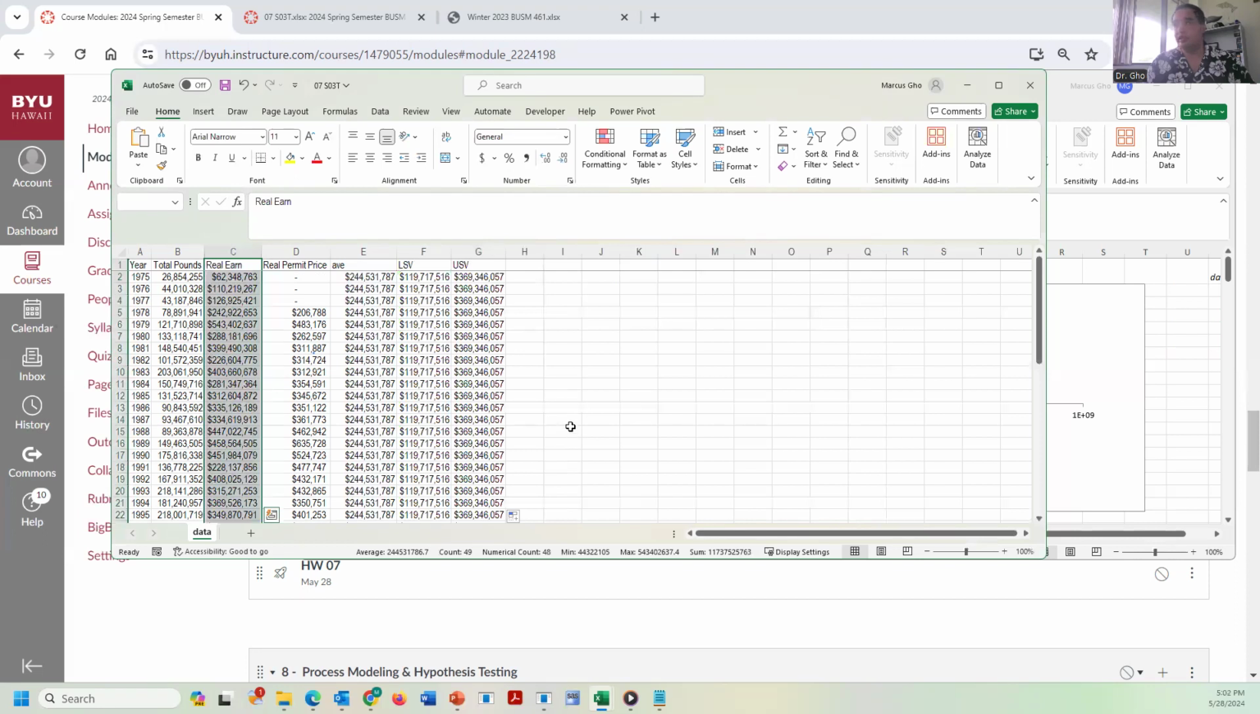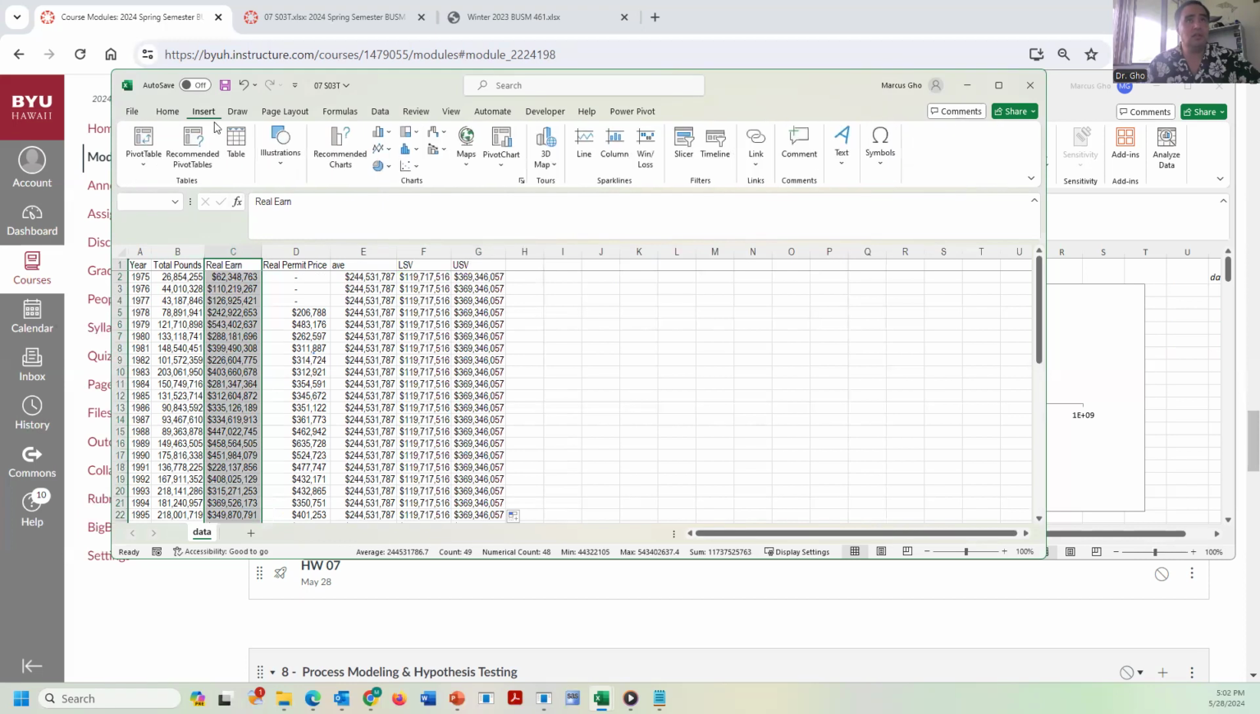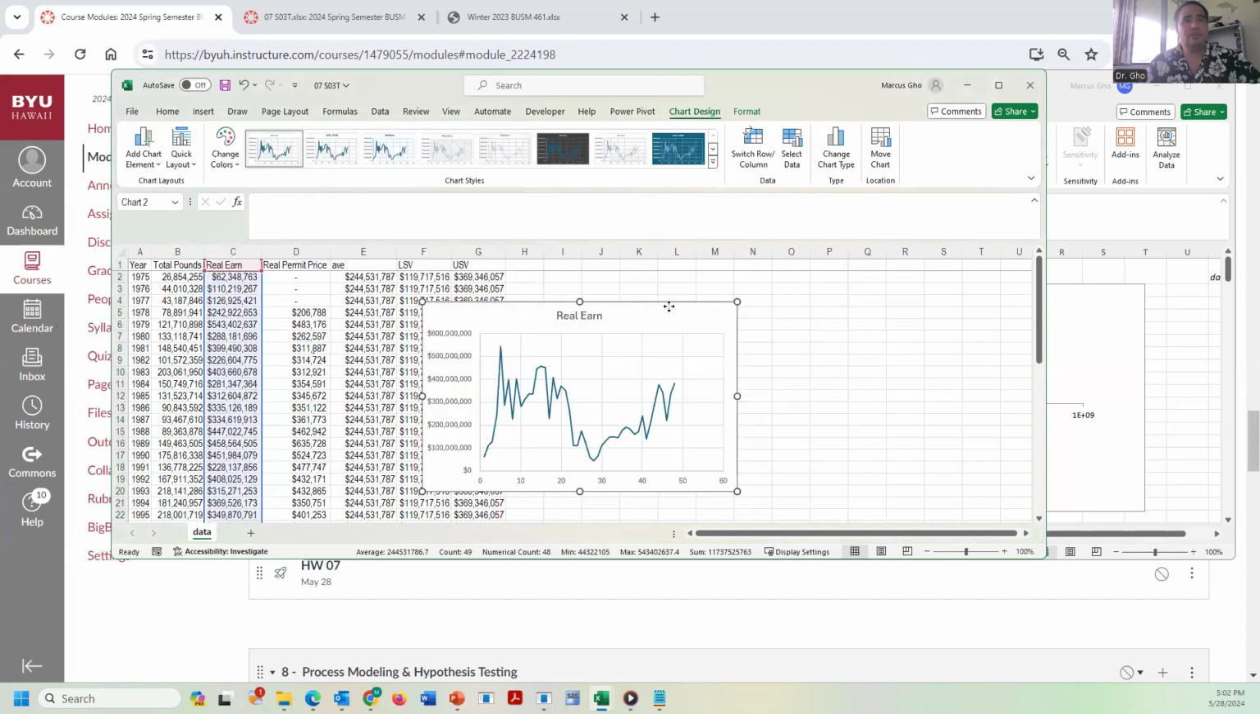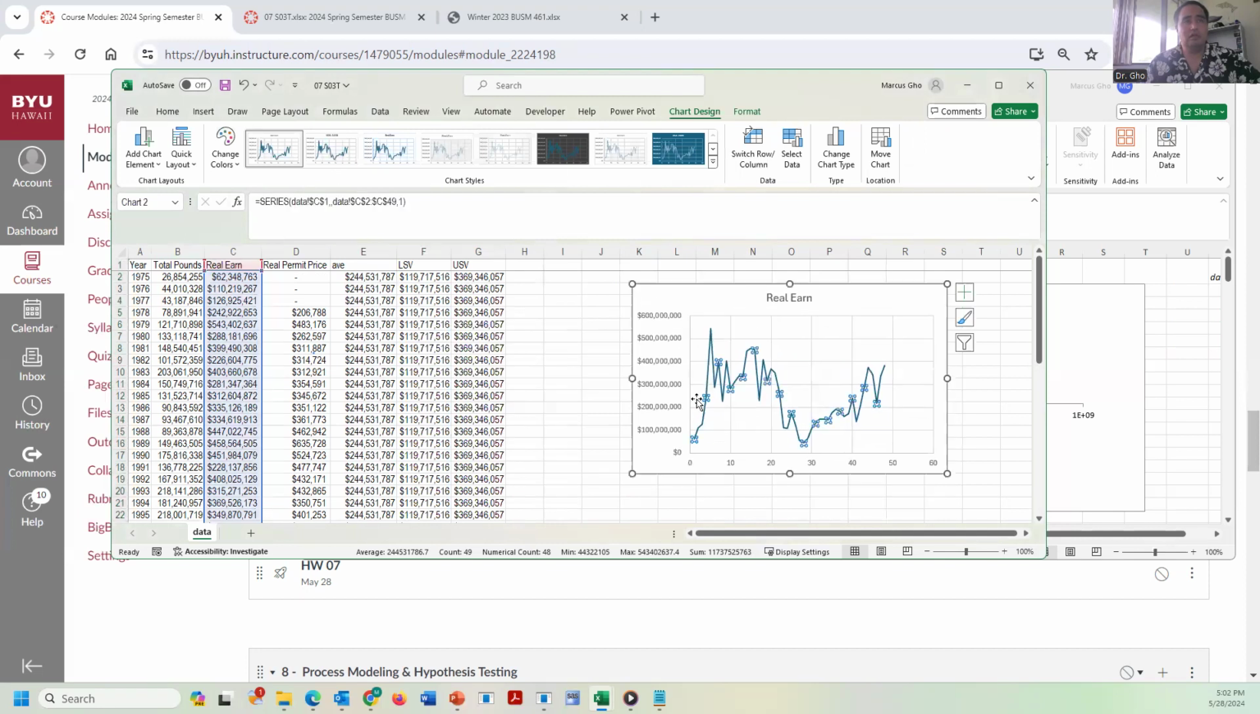I can use this to visually interpret what I'm doing. I think it'll make everything else make a little more sense. Insert, let's make this a line graph. These are the real earnings. Real means adjusted for inflation.